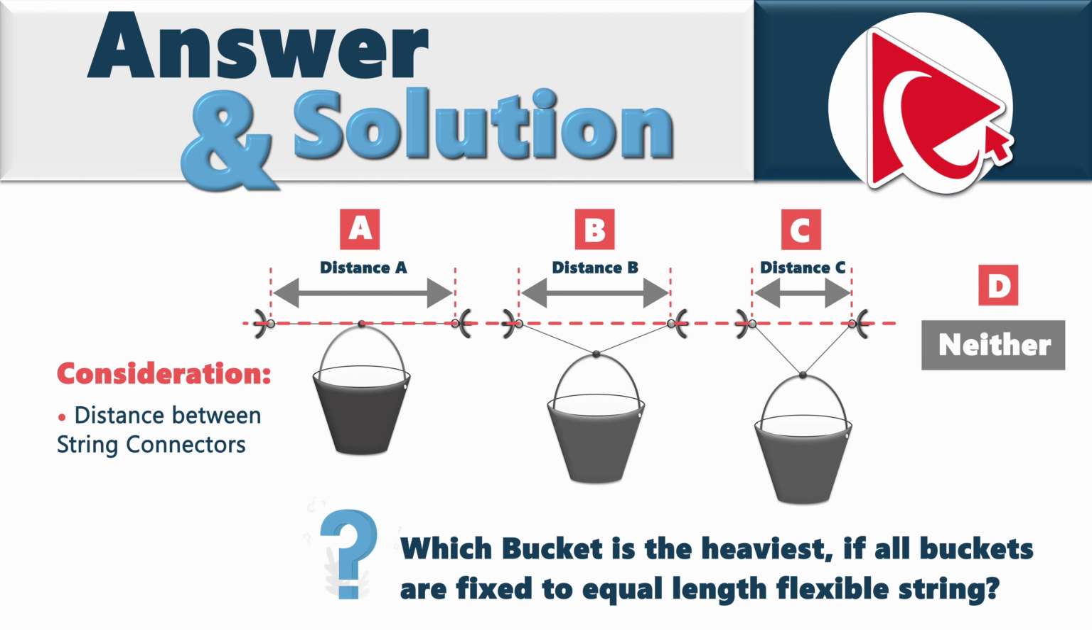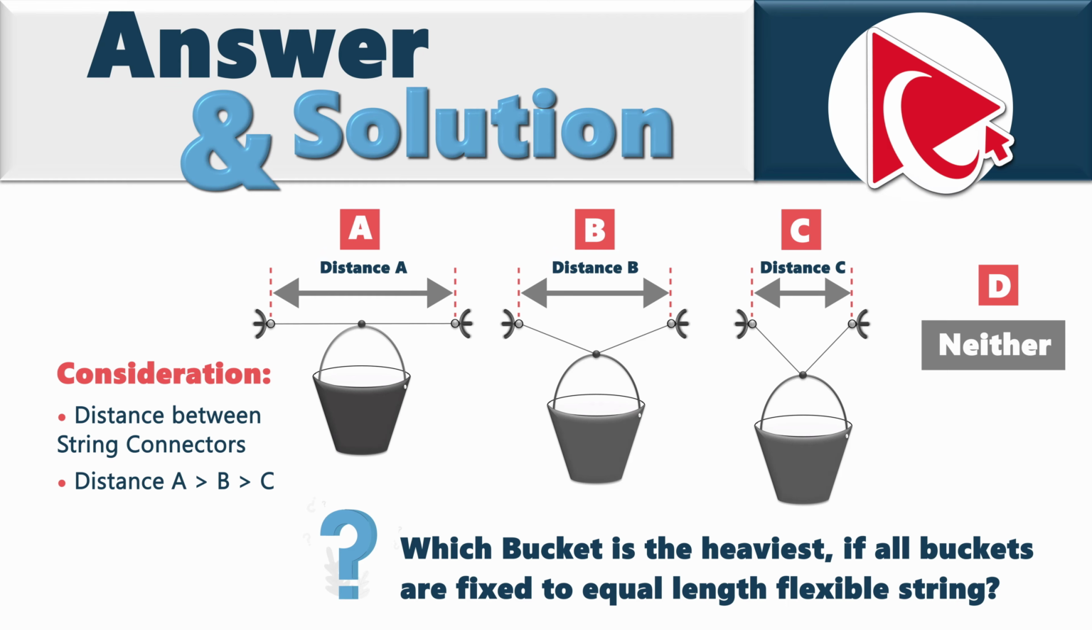This introduces another consideration here, because distance A for the bucket A is greater than distance B, which is greater than distance C for the bucket C. Because the distance shortens between the string connectors, and distance A is greater than distance B, which is greater than distance C, this might explain why bucket B and bucket C is lower still.